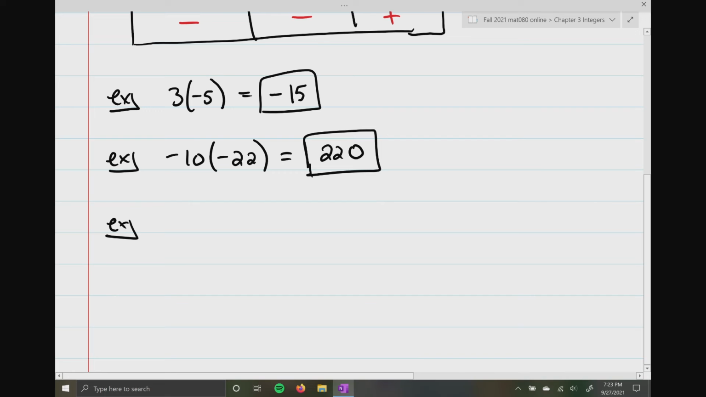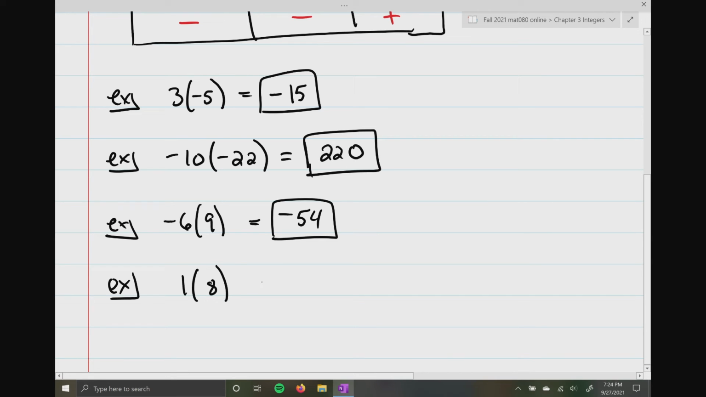So for this, let's do negative 6 times positive 9. Easy part. A negative times a positive is a negative. Hard part. 6 times 9, you got to know, is 54. All right, and let's do one more. How about 1 times 8? Well, a positive times a positive is still a positive, and 1 times 8 is going to be 8. Okay, so I did 4 examples of multiplication.